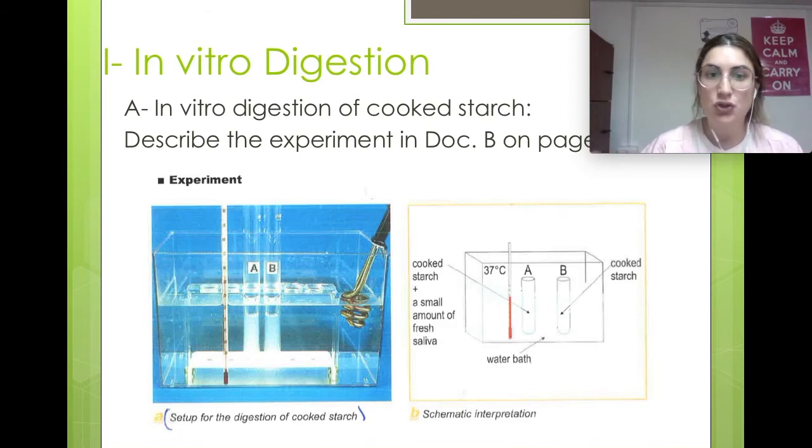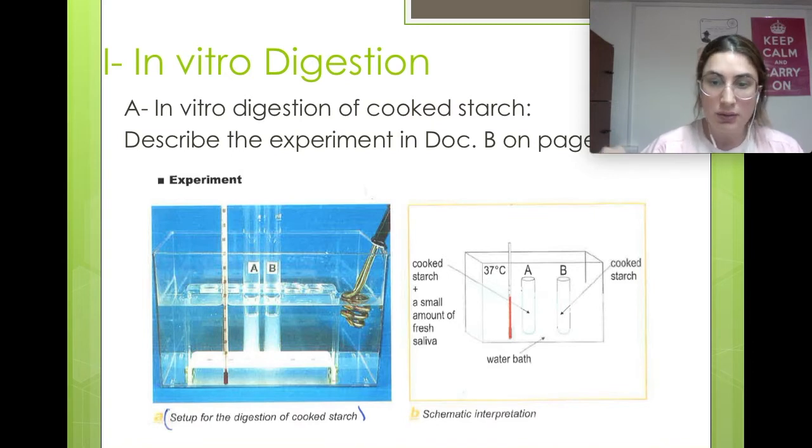Same logic over here. You are writing the steps or the procedure that was done. So let's look at the experiment together. You have the schematic interpretation and you have the setup of the digestion of cooked starch in document A, and the schematic interpretation, document B. We can see two test tubes that were placed in a water bath. Both of these test tubes contain cooked starch, and in one of the test tubes, which is tube A, we have a small amount of fresh saliva. The water bath has a temperature of 37 degrees Celsius.